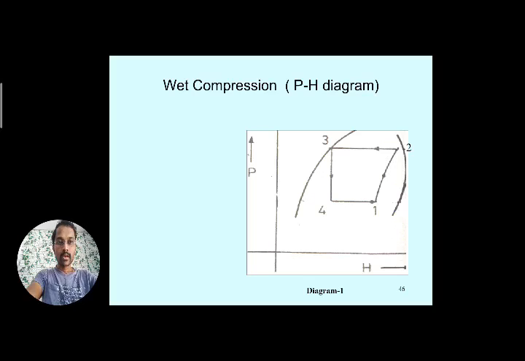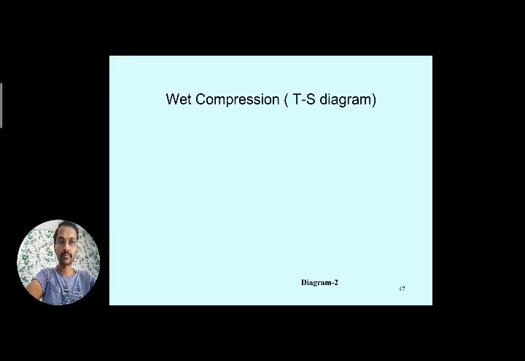So the compression happening here is wet. Why? Because some wet nature of the refrigerant, or some liquid particles of the refrigerant, is present at the entry of the compressor. The refrigerant is not completely saturated. This is the diagram we are drawing. After completion of compression also, at the exit of the compressor, it consists of some liquid particles. It is not completely saturated after compression also. Pressure is raised, but the liquid particles are present.